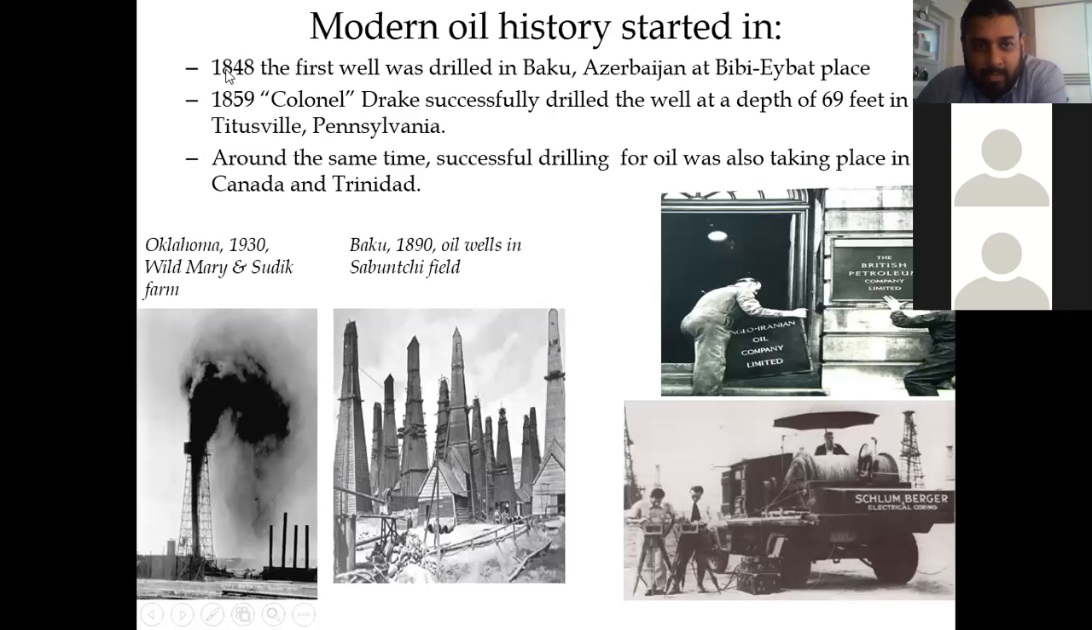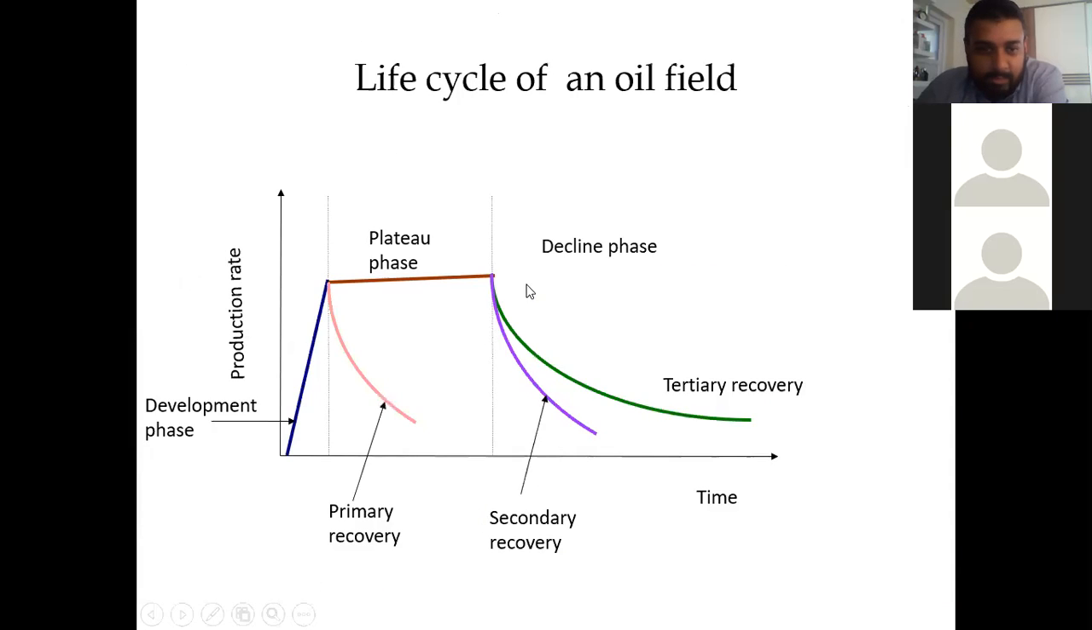The first well was in 1848. The first well was drilled in Baku, Azerbaijan, which is a very nice tourist place nowadays. So there is a lot of previous history behind these oil wells. Just remember that the first well was in 1848. And in 1859, Colonel Drake successfully drilled a well at a depth of 69 feet in Pennsylvania. So these two wells are quite famous when we talk about the history of oil wells and so on.